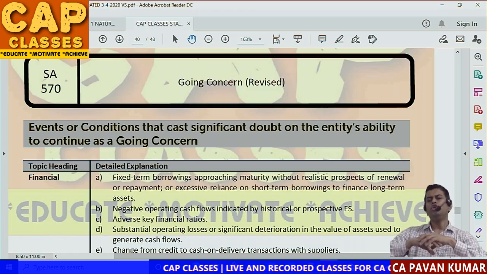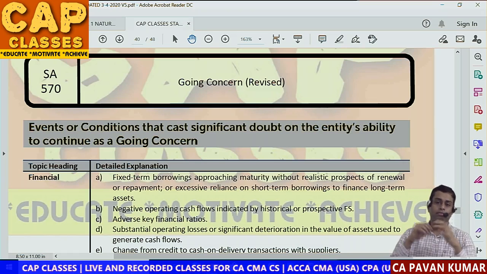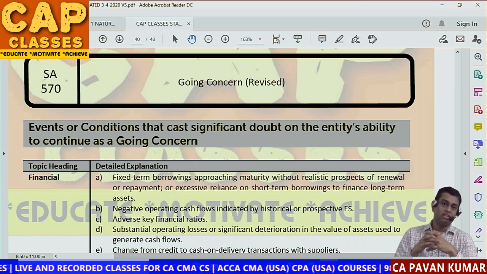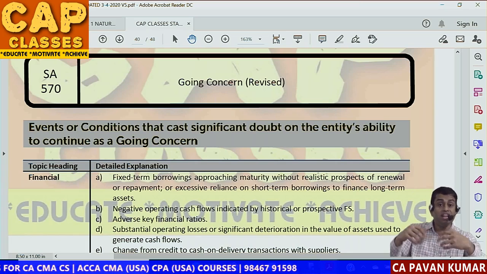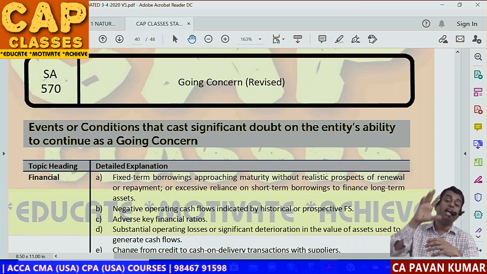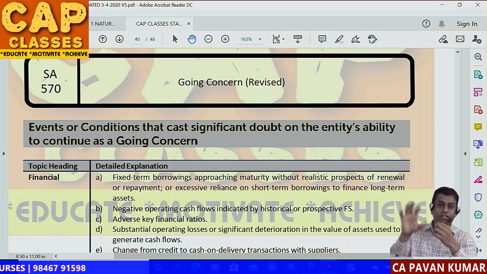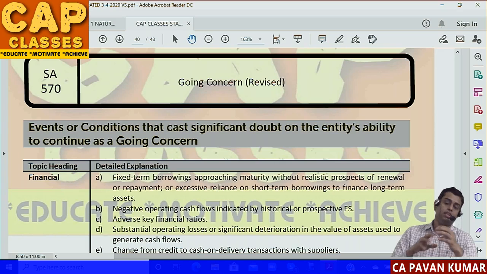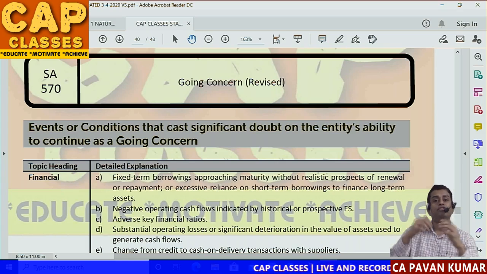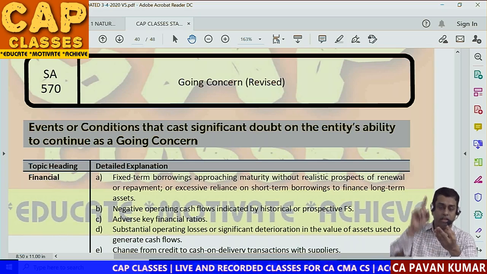For example: huge operating losses, negative net worth, no working capital, current liabilities more than current assets, negative net assets, meaning net assets minus outside liabilities is negative. Operating losses are more than equity and preference share capital and reserves, meaning the P&L account debit balance is more than reserves, and the whole net worth is wiped out because of operating losses. Negative operating cash flows. So negative working capital, negative net assets, negative cash flows.